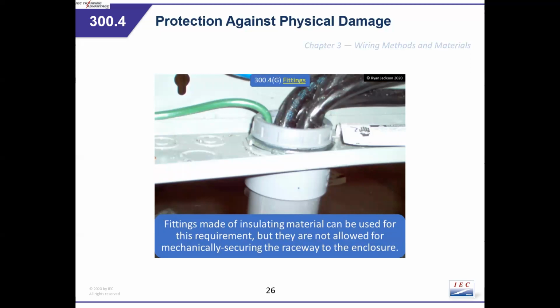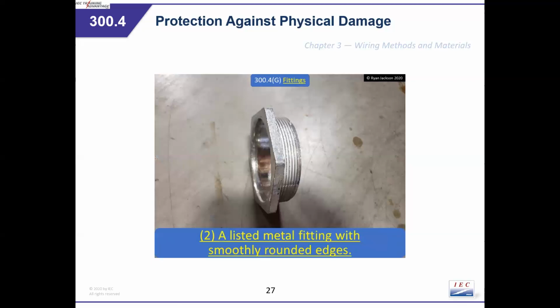Fittings. Fittings made of insulating material can be used for this requirement, but they are not allowed for mechanically securing the raceway to the enclosure. You still have to have that lock. That's the imperative part, it's protecting your cables, but you still have to have that lock. A listed metal fitting with smooth round edges can be used.